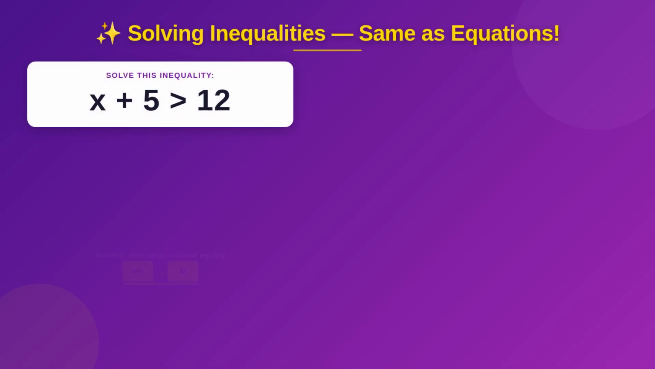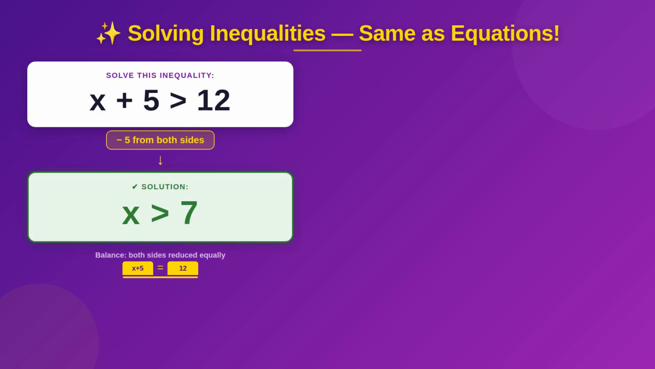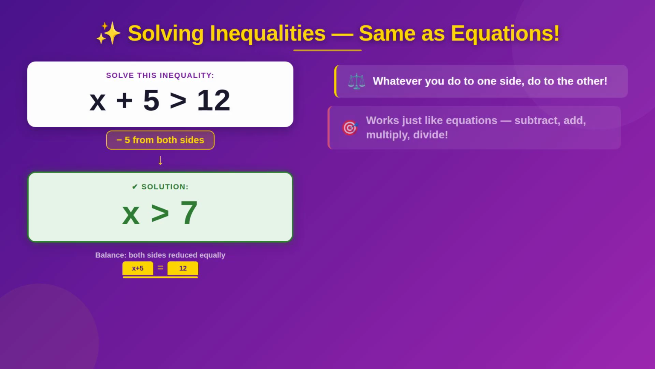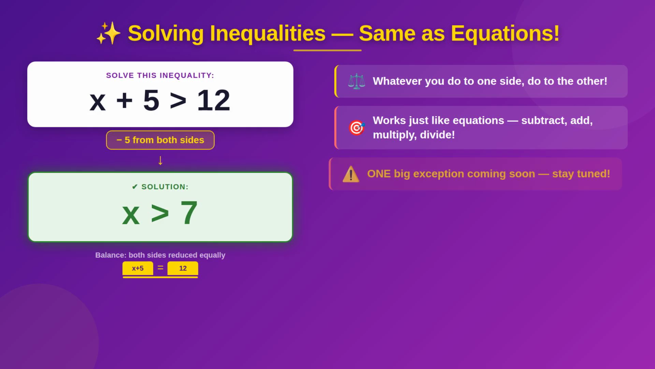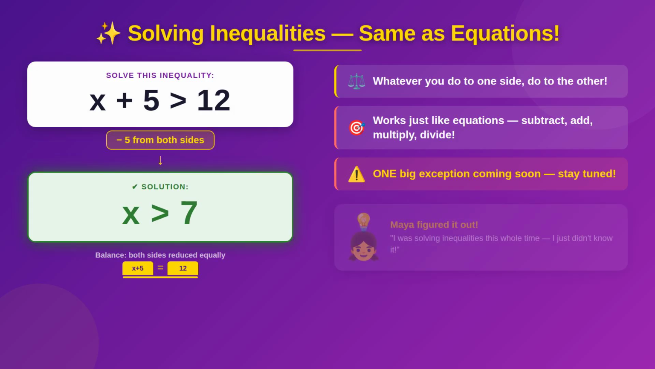Here's the great news Maya discovered. Solving inequalities works almost exactly like solving equations. Whatever you do to one side, you do to the other. To solve x plus 5 greater than 12, subtract 5 from both sides. 12 minus 5 is 7, so x is greater than 7. That's it. You just solved an inequality. Maya's face lit up when she figured this out. She was doing it the whole time without even realizing it. There is one big exception to this rule, and we'll get to it soon.